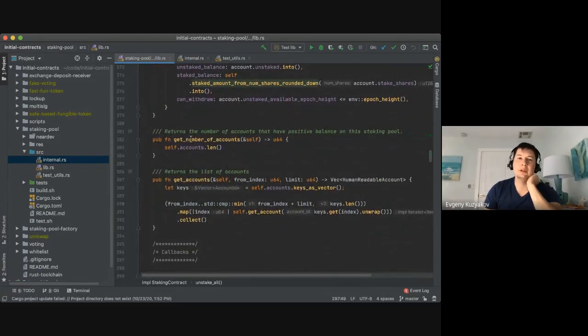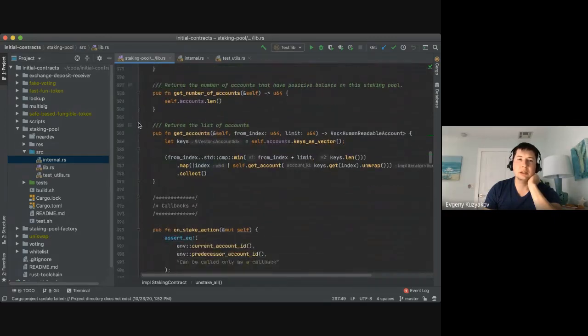Then it gives you a number of accounts, number of delegators to the staking pools, and you can also retrieve multiple delegators at once. So this is a pagination on a large number of accounts within the unordered map.